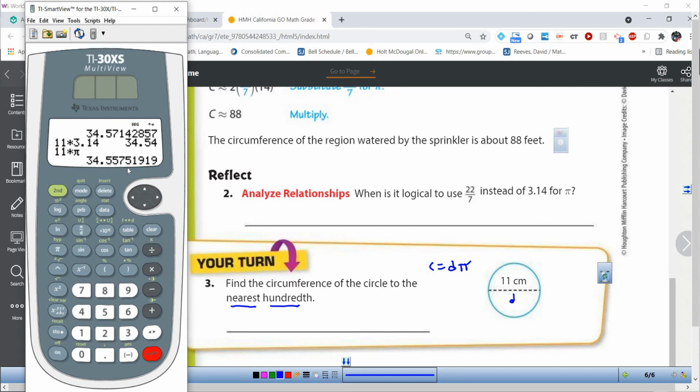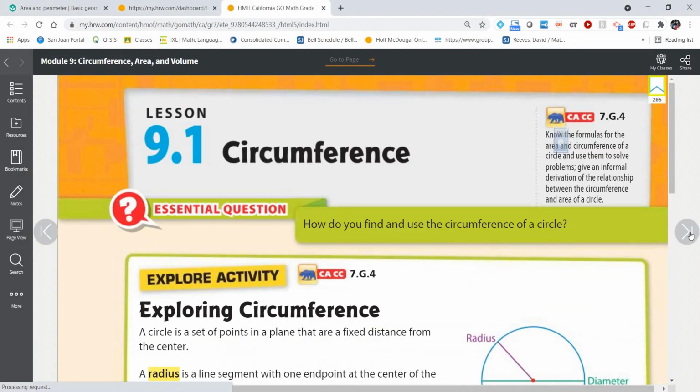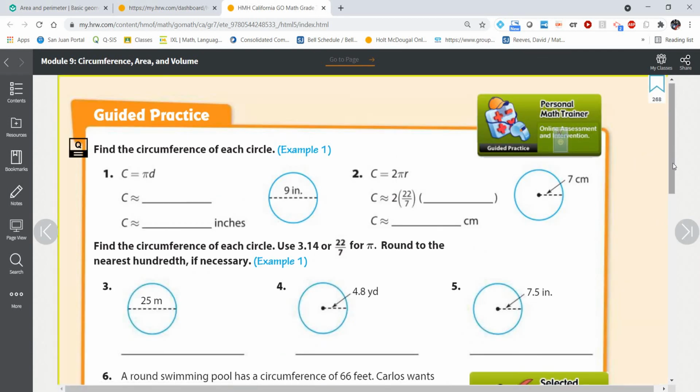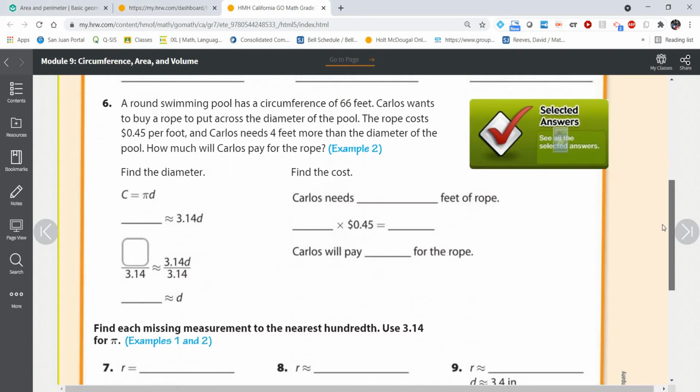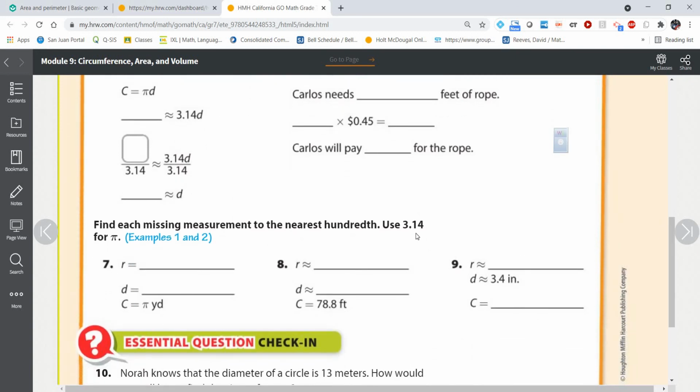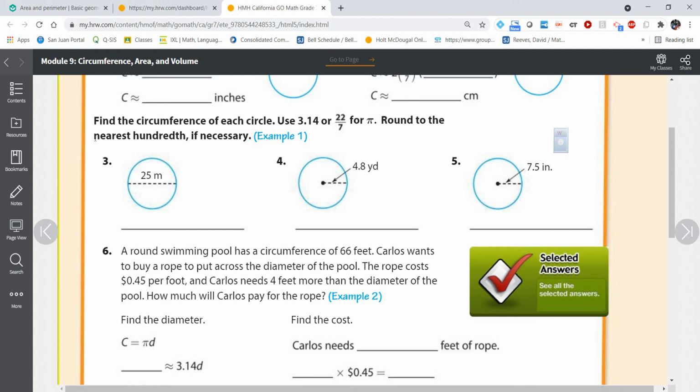So when you're asked to round, hundredths means go 2 places, tenths means go 1 place. And again, it really does matter what value you use for pi. As we're looking, you can see on these ones it says use 3.14 or 22/7 for pi. This one says use 3.14 for pi. And again, pay attention to what it says to round. This says round to the nearest hundredth if necessary.